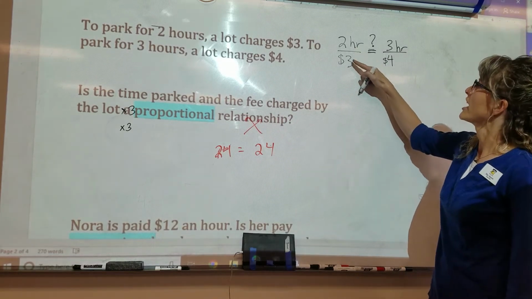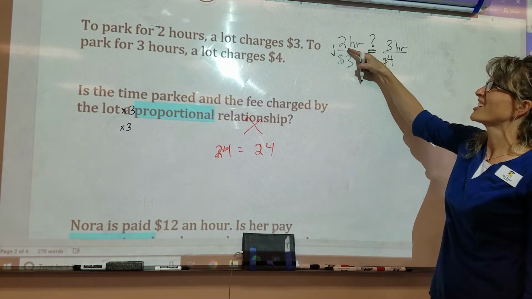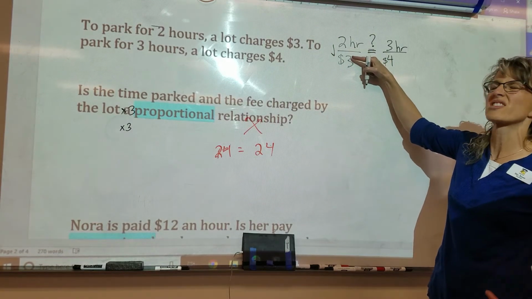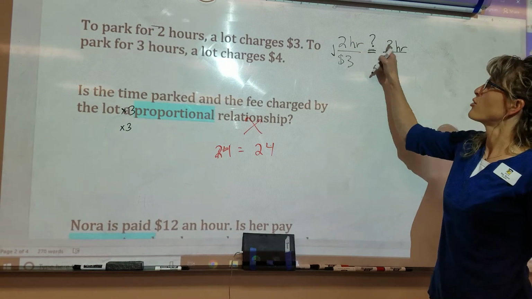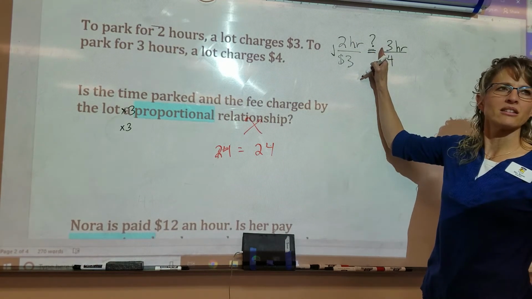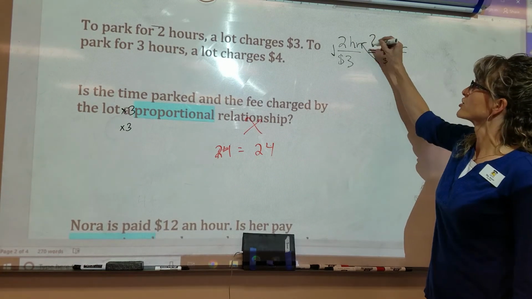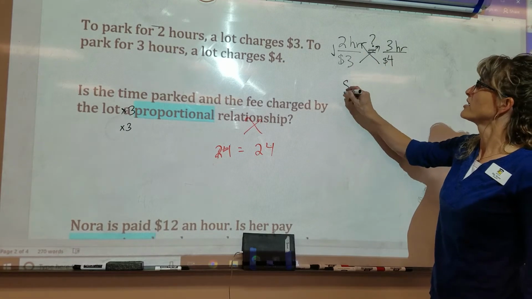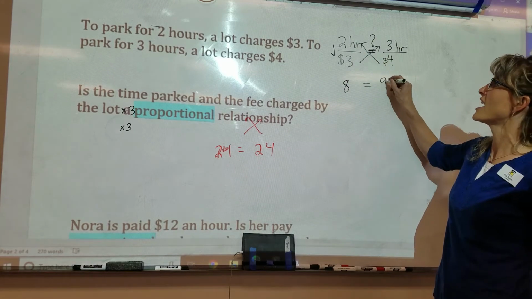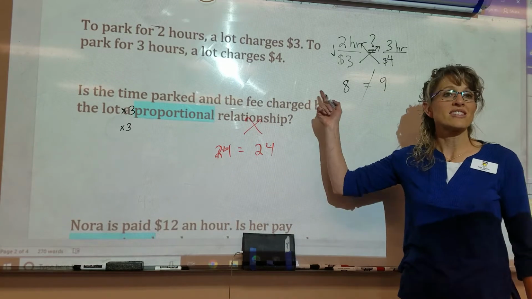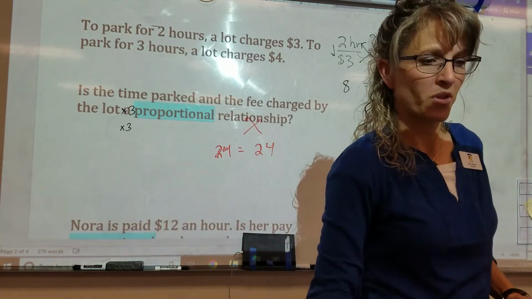So let's look. I could look going vertically. Well, there's not an integer times by 2, so it's harder to see that. I'm trying horizontally, and it's not an integer either. So let's try our diagonal trick. 2 times 4 is 8. 3 times 3 is 9. Boom, not equal. This is not a proportional relationship.